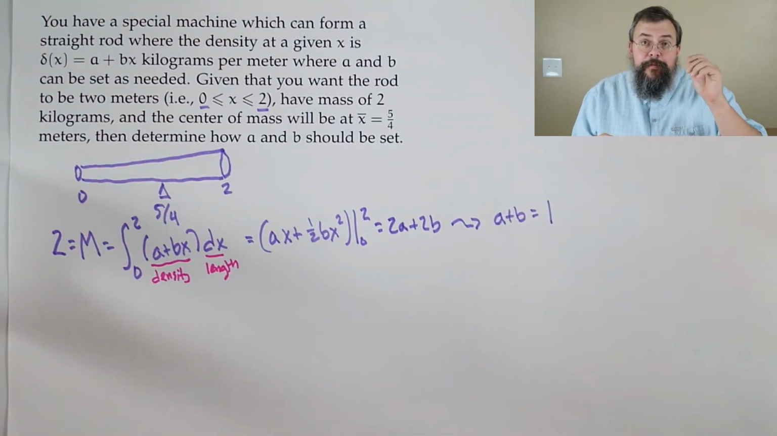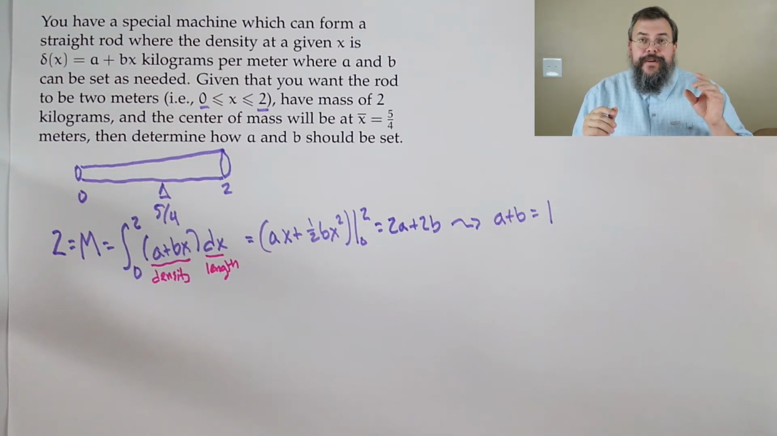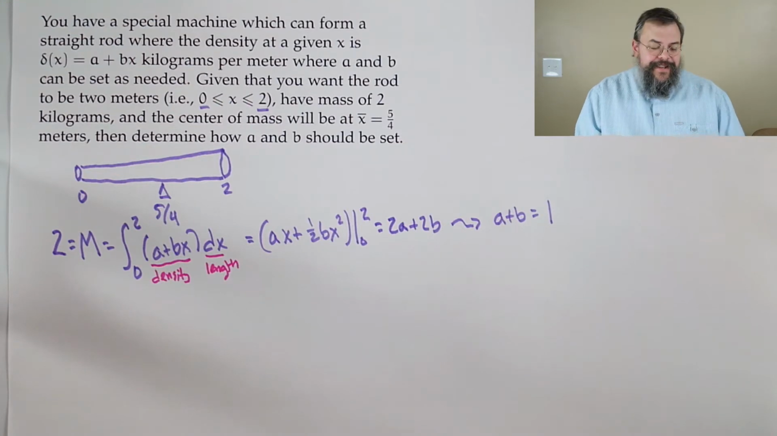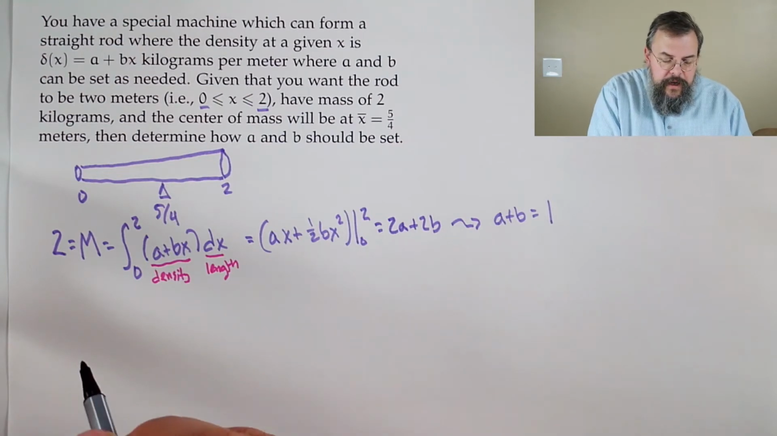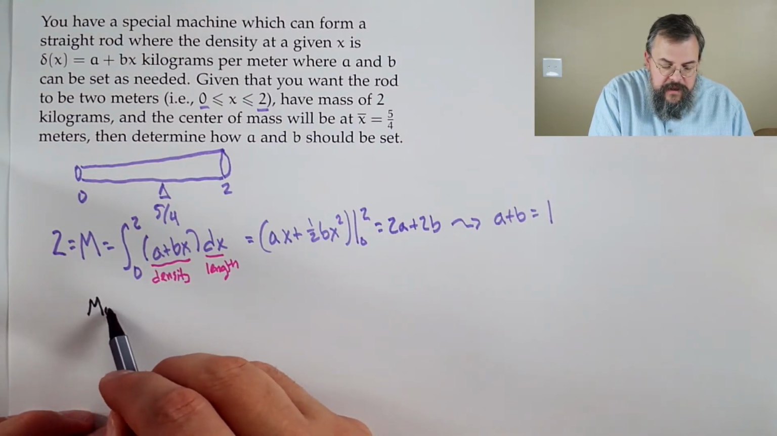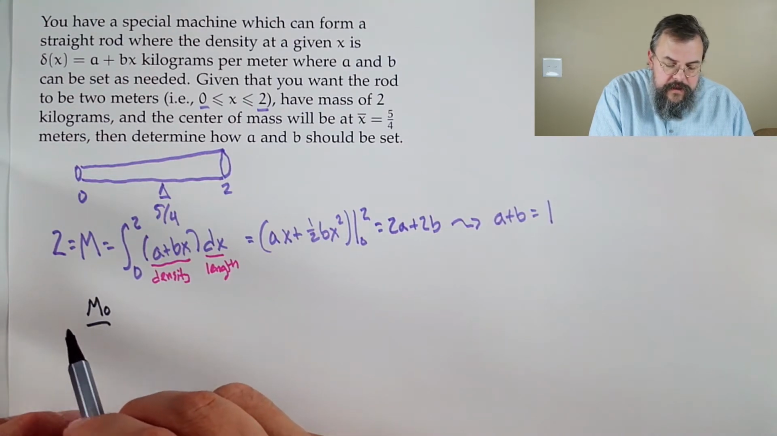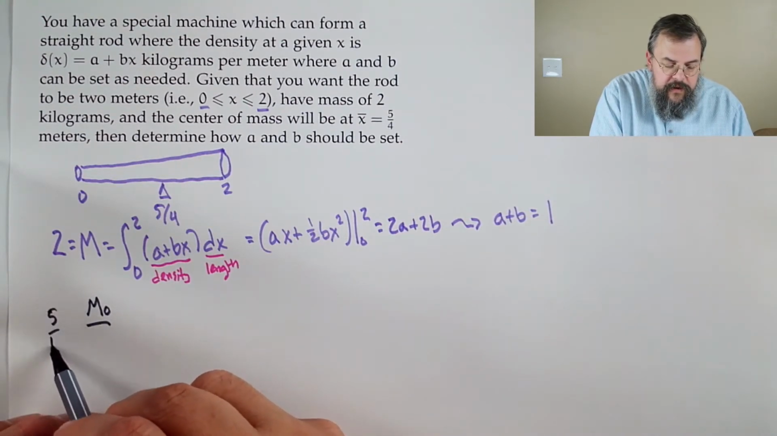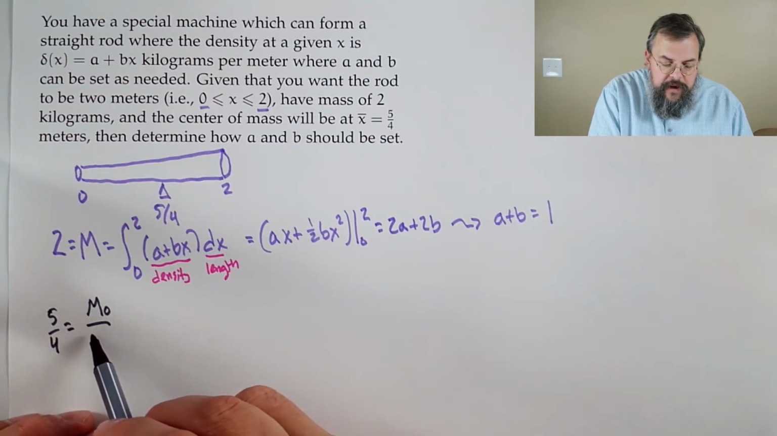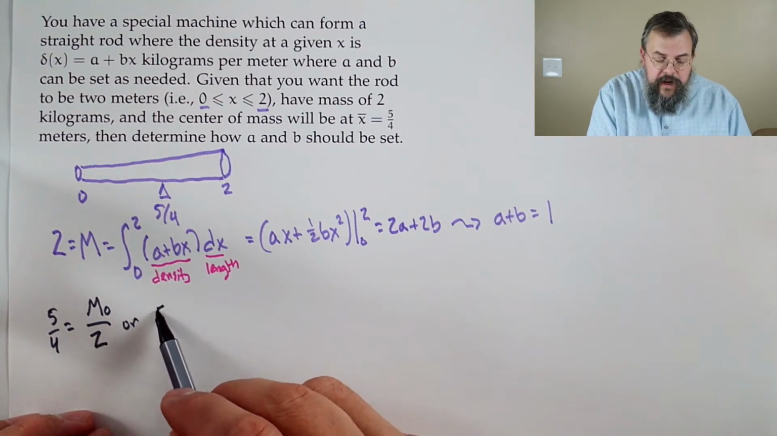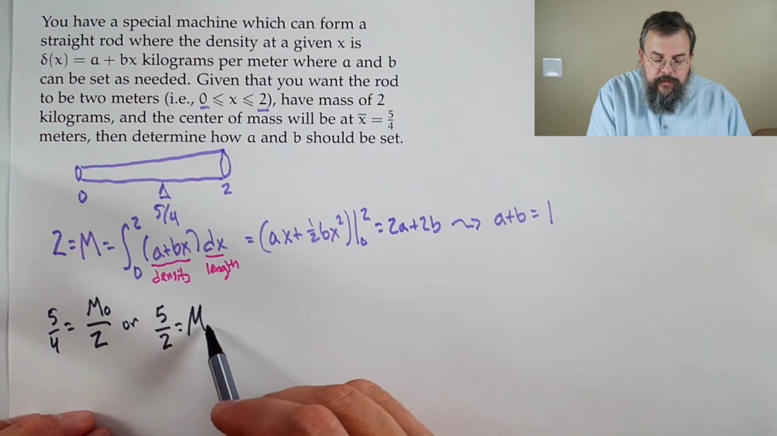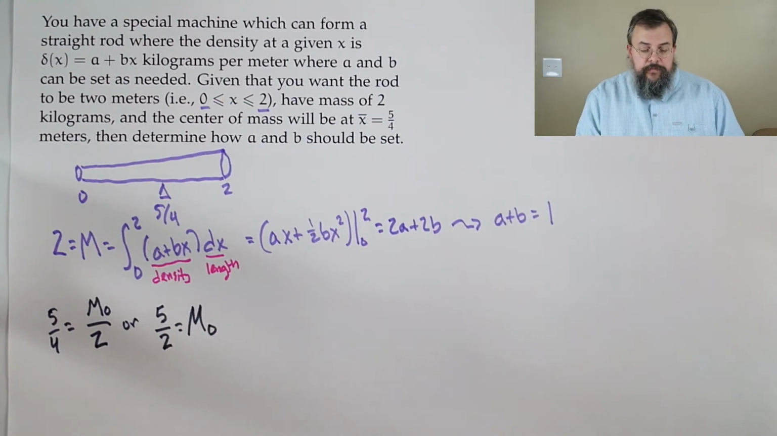Now, that's the mass. Let's get into our center. Well, we should probably take a moment, right? Yeah, exactly. We need the moment. So let's think about the moment. Our moment says m0 divided by, well, we'll go ahead and say it this way, 5/4 is equal to m0 divided by m. But we know what our mass is. We know it's 2. So we could say that 5/2, that's our moment with respect to the origin.